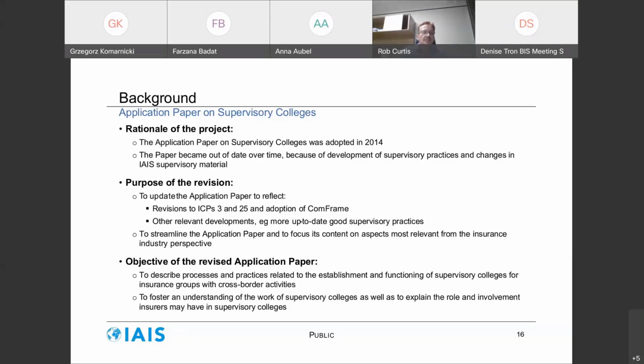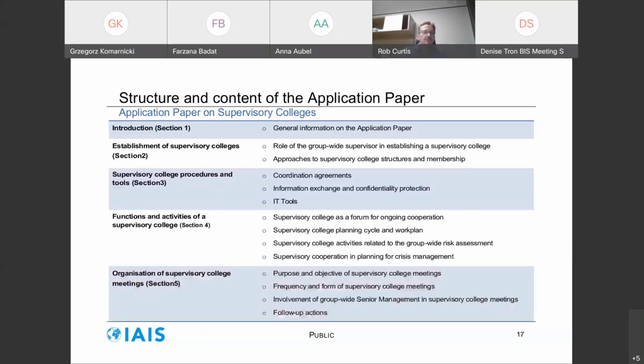On the next slide, the structure and content of the application paper itself. On this slide, you'll see the structure of the draft revised application paper as it's presented. As you can see, the paper covers a broad range of issues. Section 1 is a simple introduction. Section 2 describes the process of establishing a supervisory college and possible approaches to the structure and membership of colleges themselves. Section 3 focuses on coordination arrangements, which are used to establish a framework for supervisory college operations, as well as exchange information.